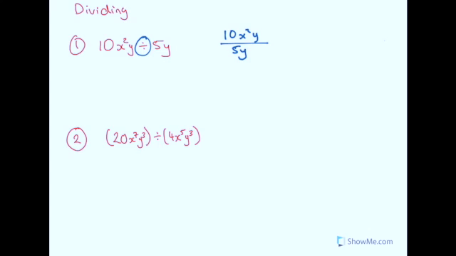Now what we do is we cross things that are common from top to bottom. There's a y here and a y there, so we can cross that off, okay? There's a 5 down here and there's 2 5s up here that make 10, so I'm going to put 2 at the top, okay? And that will give me my answer. So my answer, I'll put it in a different colour, is 2x squared over 1, which is just 2x squared. We cancelled everything from the bottom, that's why we have a 1. Anything over 1 is just the number itself, so that's our answer there.